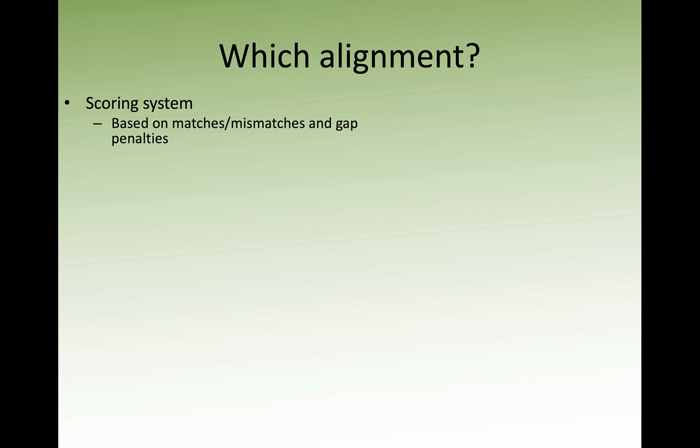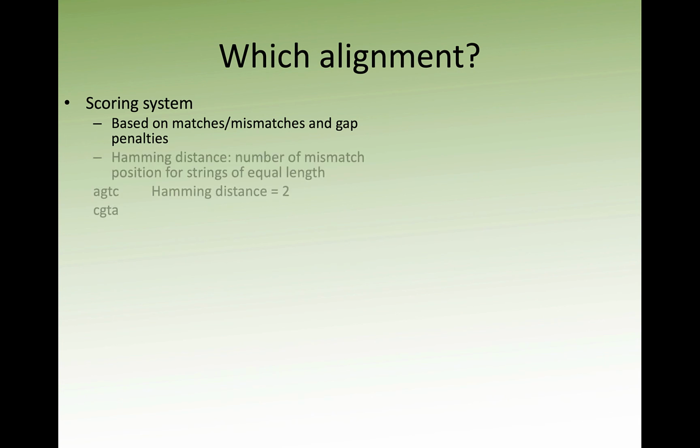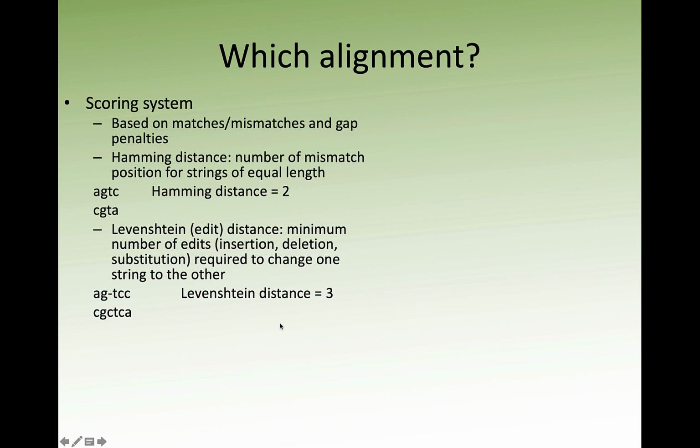Well, generally I would use some sort of scoring system that would be based off of the matches, so the things that are aligned to each other in the same columns, and the mismatches, as well as some penalties for putting in gaps. There are a bunch of ways for me to score these things. There's Hamming distance, where I'm just looking at the number of mismatches. And in this alignment here, I've got two differences, so that's a Hamming distance of 2.